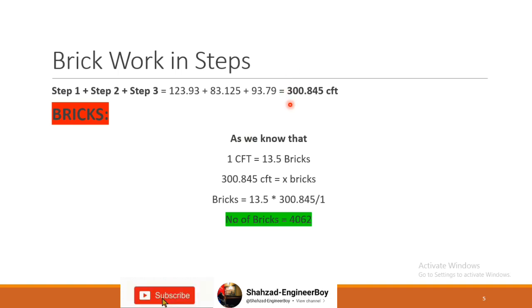Now how to find the number of bricks from this quantity? As we know, 1 cubic foot is equal to 13.5 bricks, so by cross multiplication you get the number of bricks: 4062 bricks. We have already done this type of question in the 4th, 5th and 6th lectures, so I have just gone through it.